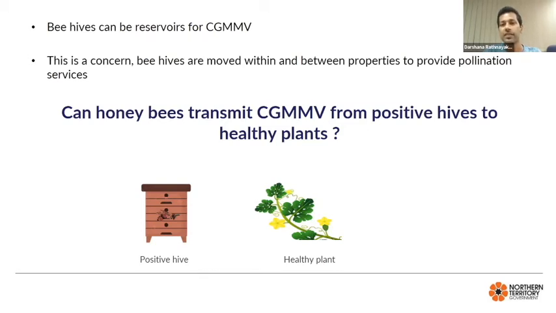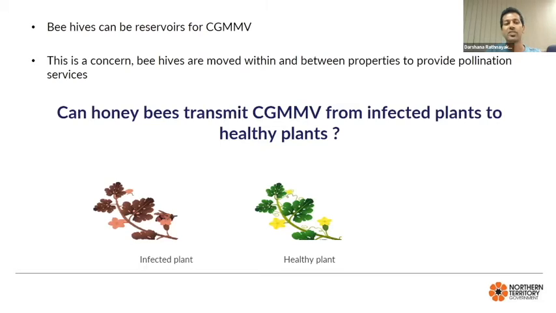This is a concern in the watermelon industry as well as in managed pollination systems, because these positive beehives, or any beehives, are moved between properties and crops to get the maximum pollination. Therefore, in this research, we wanted to test whether honeybees can transmit CGMMV from these positive beehives onto healthy plants if they were used for pollination services. We also wanted to test whether honeybees can transmit CGMMV from an infected plant onto a healthy plant if you get an infected plant on your property.